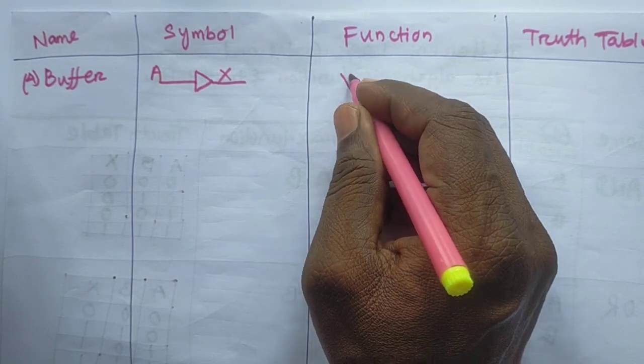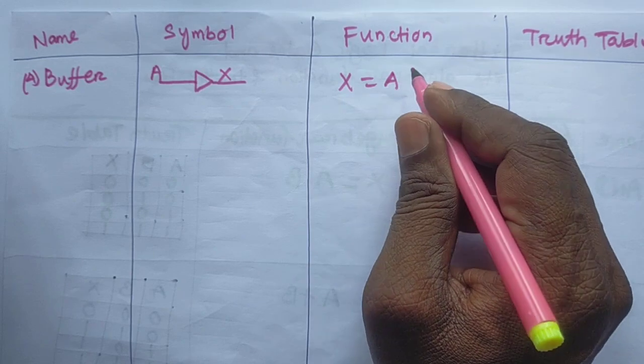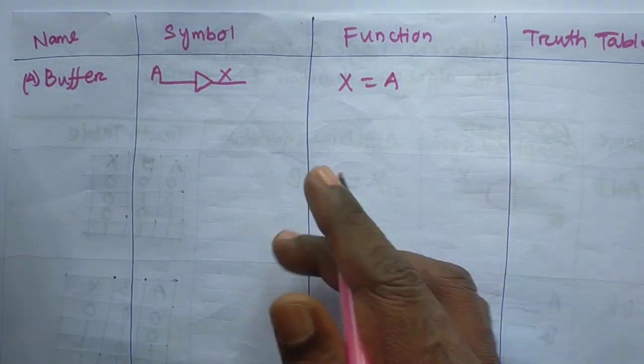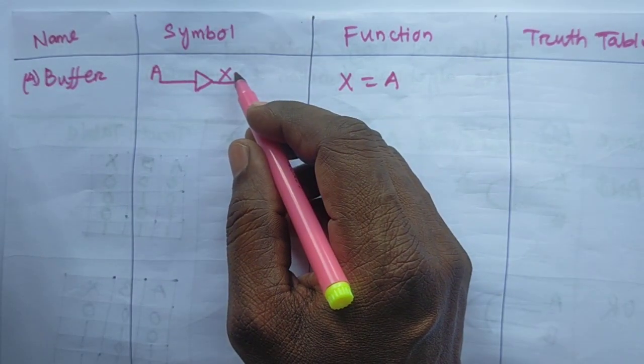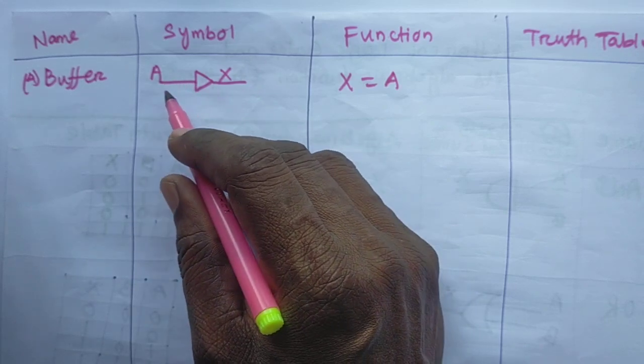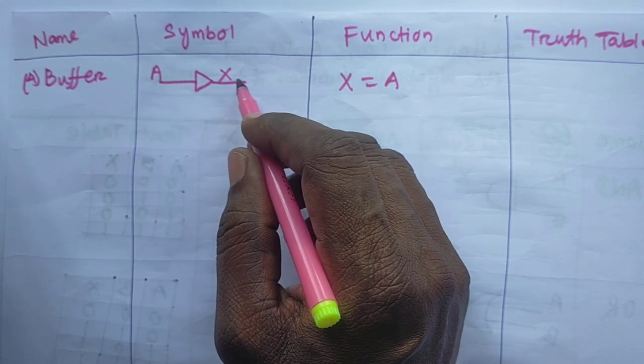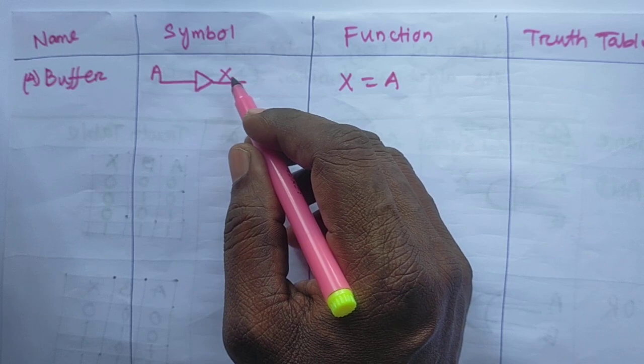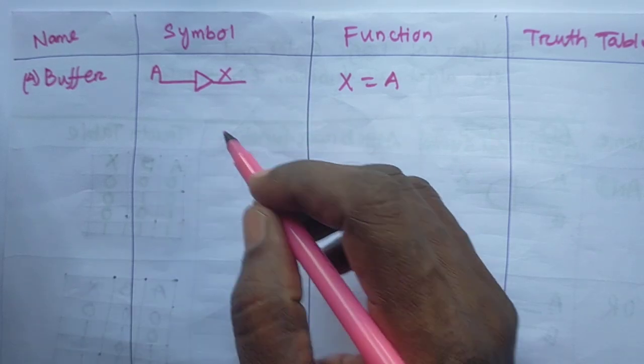Here the function table is very simple: X is equal to A. That data we get directly. X is the output that depends on the A data, and we directly get the output. The output X receives the direct data A.